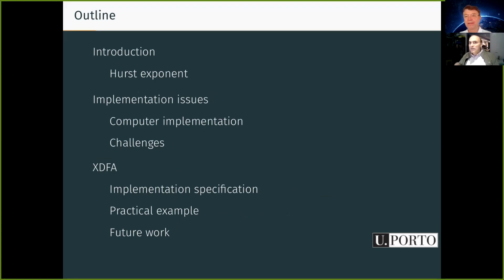Because for most of us, software is natural, but one of my interests is also scientific computing, and I think that if we do computing, we should do it well. The output of my work is the XDFA, and you will understand why the X is before DFA.